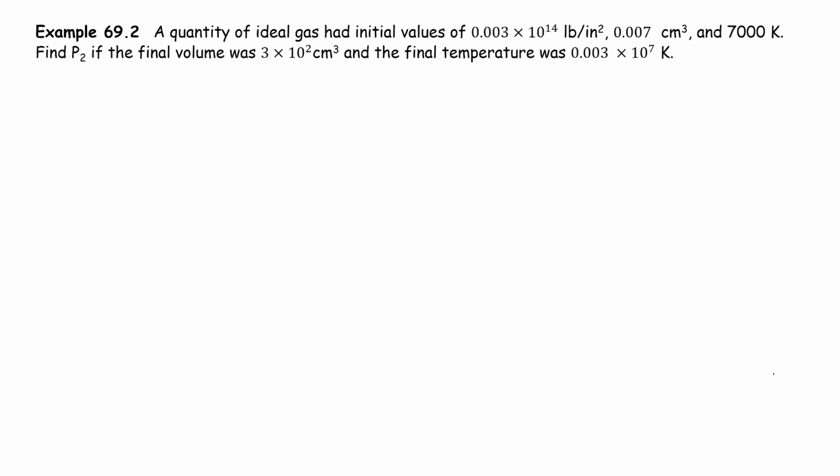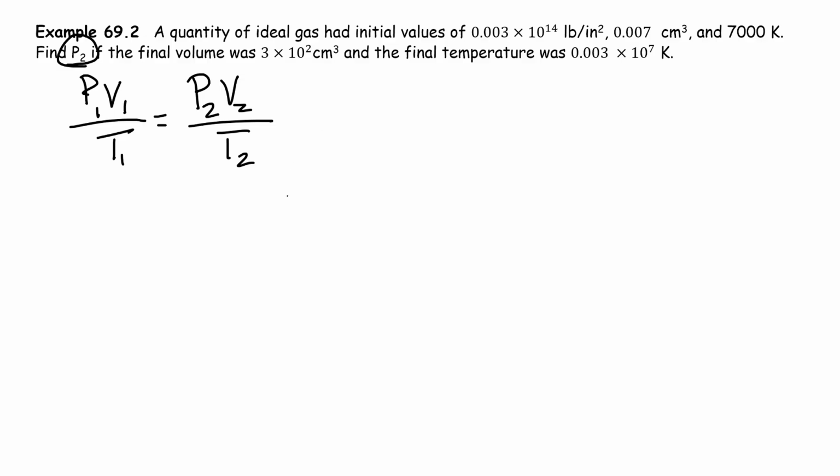So now you've got a quantity of ideal gas, which had initial values of 0.003 times 10 to the 14th pounds per square inch, that's pressure, 0.007 cubic centimeters, that's volume, and 7,000 kelvins, that's temperature. Find P2 if the final volume was 3 times 10 squared and the final temperature was 0.003 times 10 to the 7th. So same exact kind of thing. You've got P1 V1 over T1 is equal to P2 V2 over T2, and you are looking to find P2.